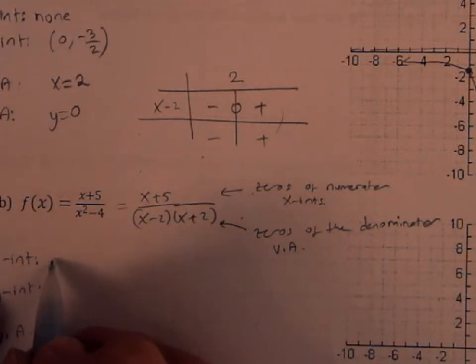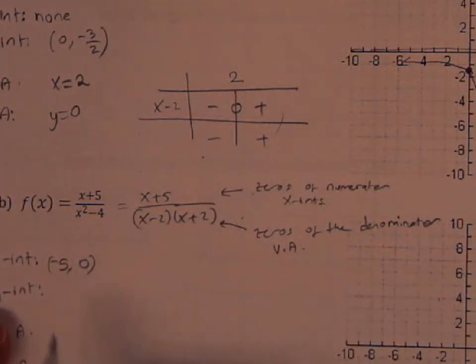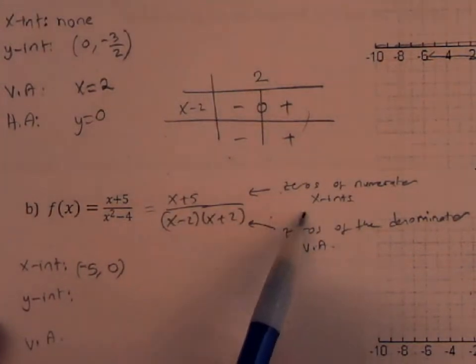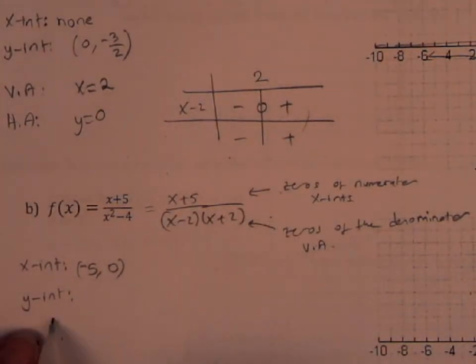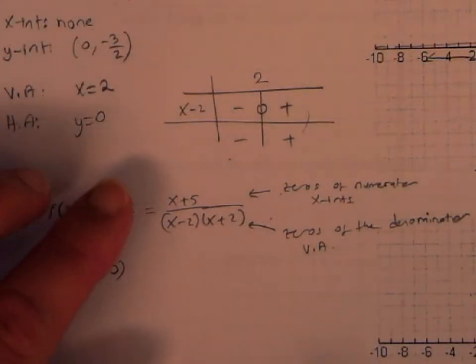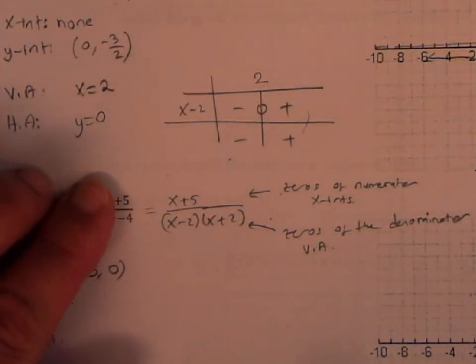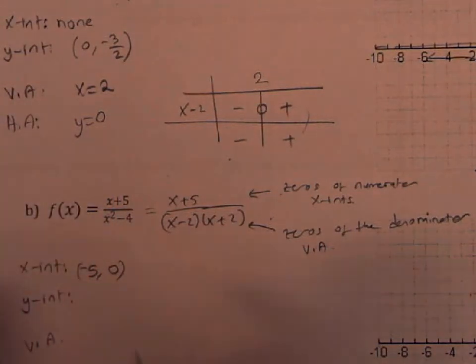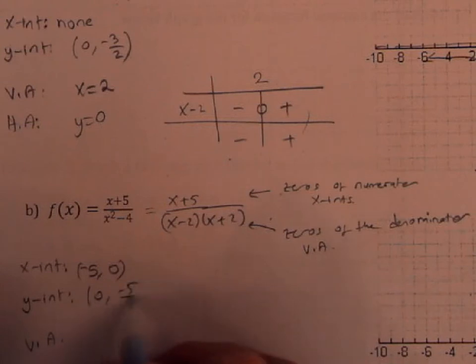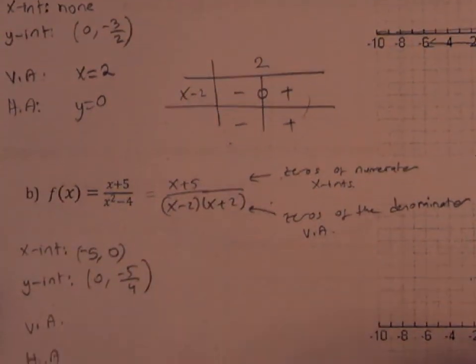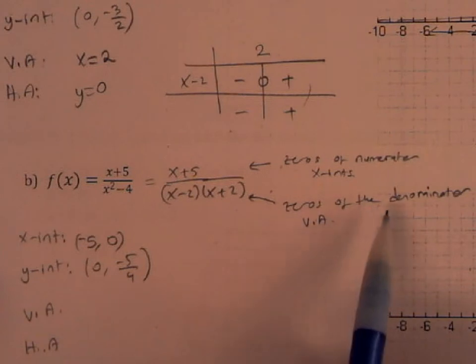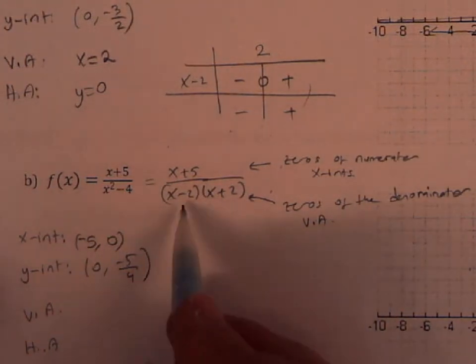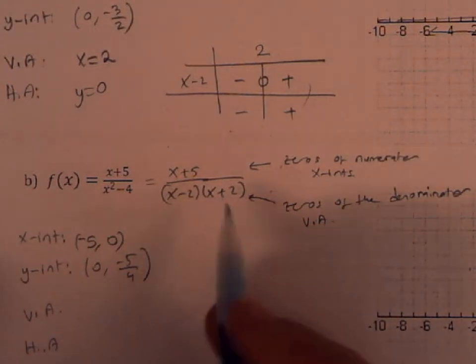Negative 5, correct? Whatever makes the numerator 0, which is negative 5. So that is your x-intercept. Y-intercept, so you substitute 0 for x. What do you get? 5 over negative 4, so negative 5 over 4. Vertical asymptote, we just said zeros of the denominator. That gives you x equals 2, x equals negative 2.